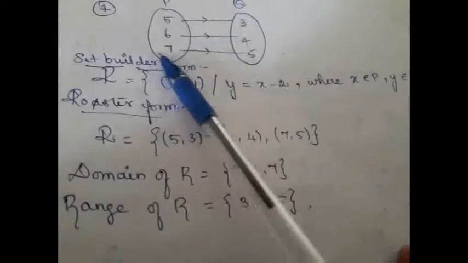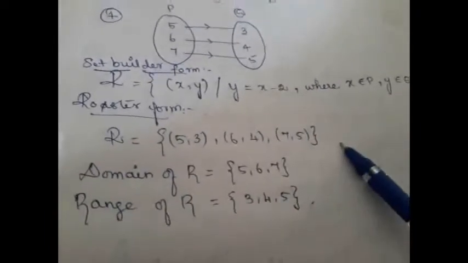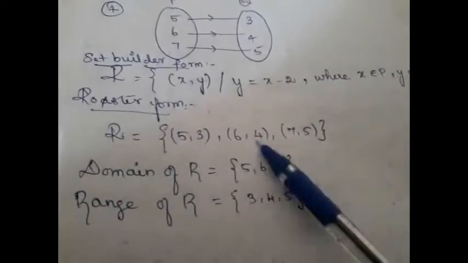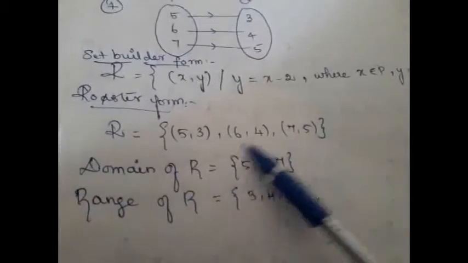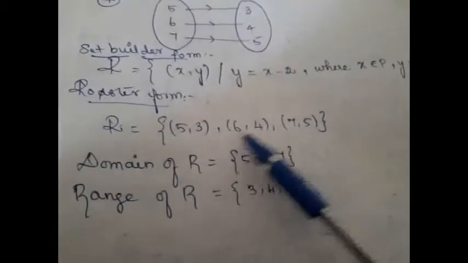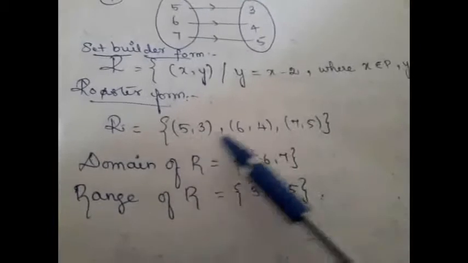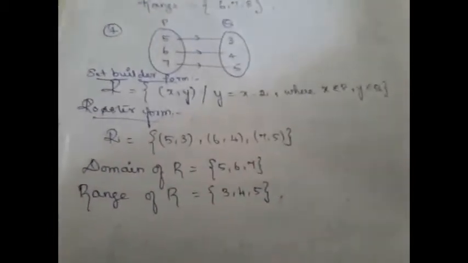5 comma 3, 6 comma 4 and 7 comma 5. And as usual, domain is the first element of the ordered pairs, so 5, 6 and 7. Range is nothing but the second element of the ordered pairs, so 3, 4 and 5. That's how we completed this problem, right? We'll move on to the next problem now.